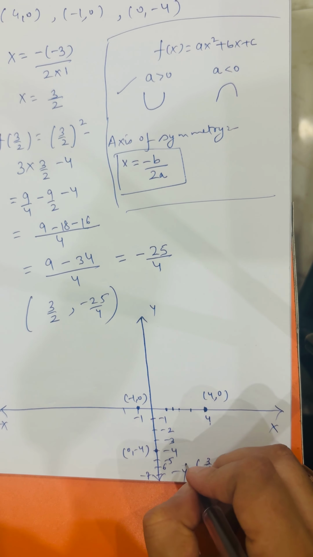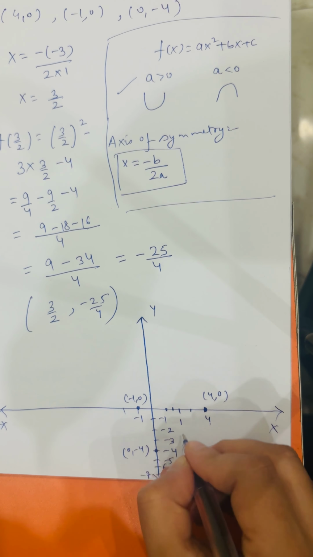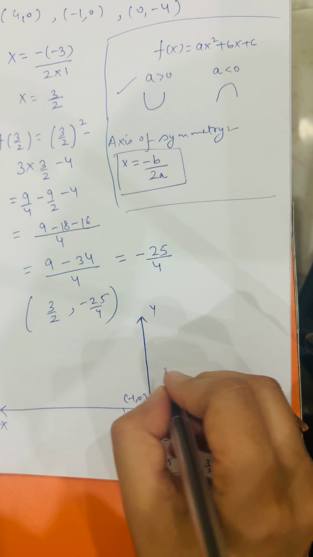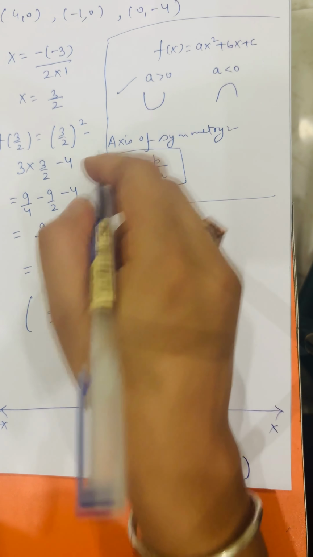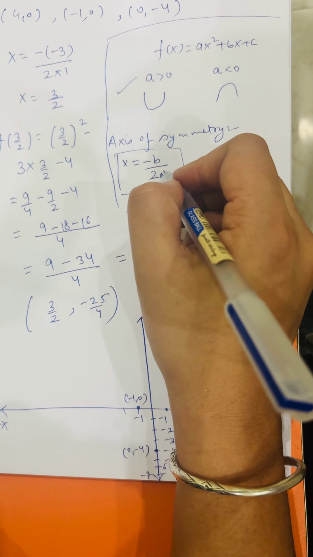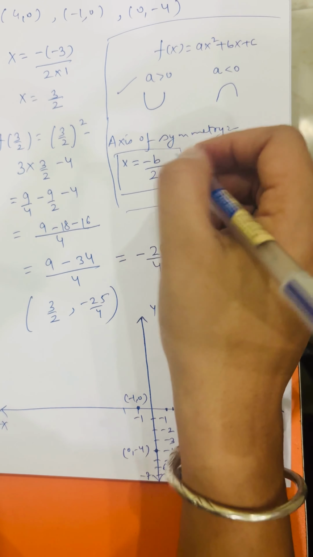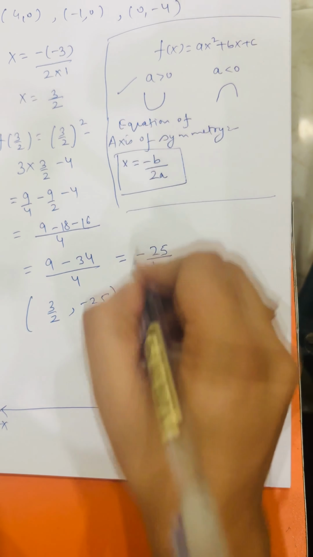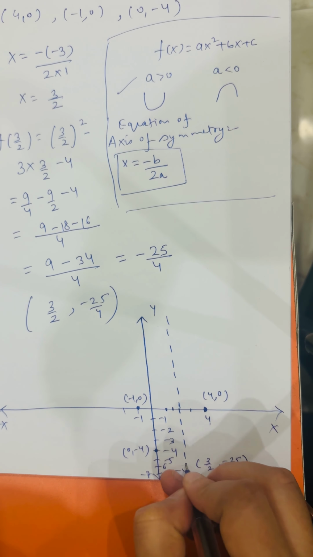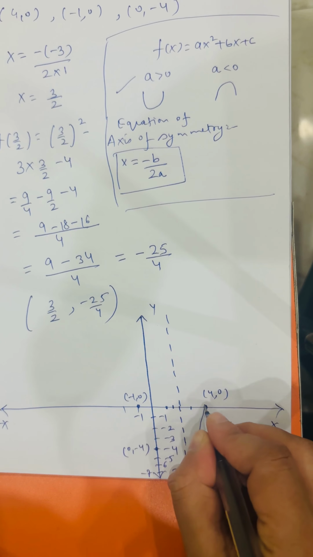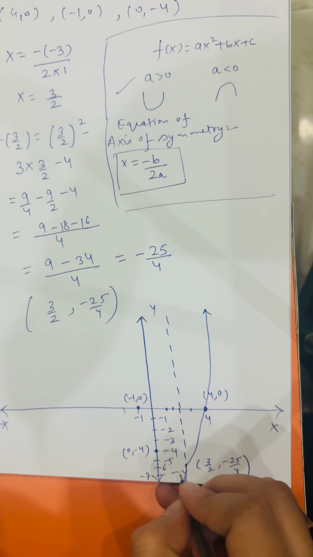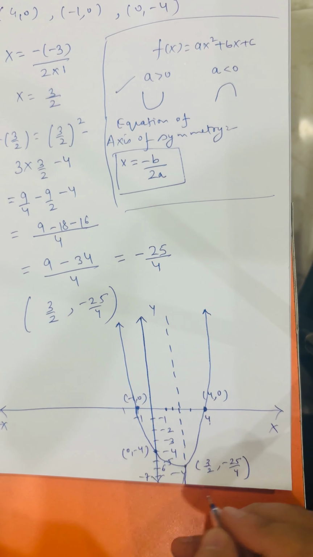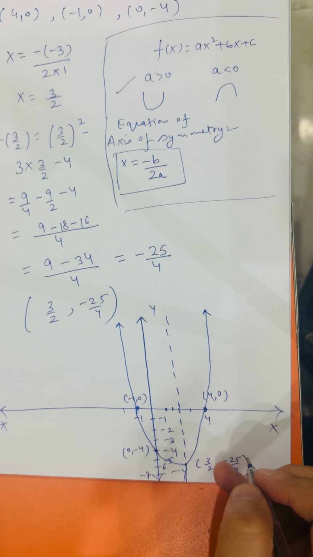All right, from here this will be our axis of symmetry. Our graph will be symmetrical across this line. This is the axis of symmetry, because we have the axis of symmetry equation as x equal to minus b upon 2a. Now let's draw the graph. It will be something like this. Try to draw it such that it looks symmetrical about the axis of symmetry.